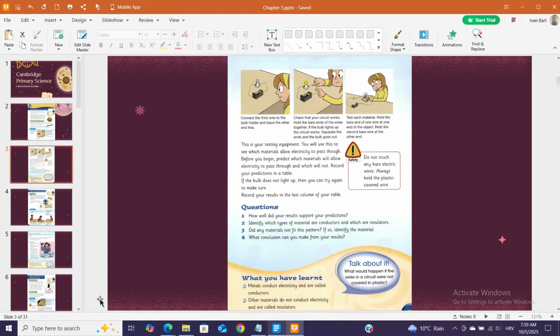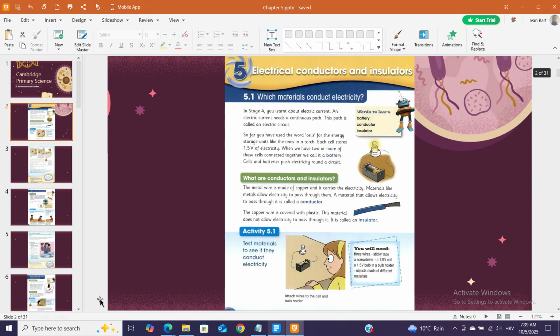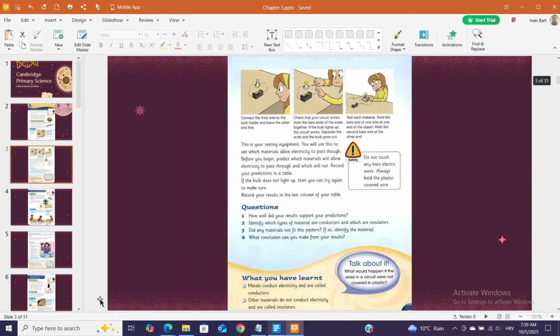Activity 5.1. Test materials to see if they conduct electricity. You will need 3 wires, sticky tape, a screwdriver, a 1.5 volt cell, a 1.5 volt bulb in a bulb holder, and objects made of different materials. Attach wires to the cell and bulb holder. Connect the third wire to the bulb holder and leave the other end free. Check that your circuit works.